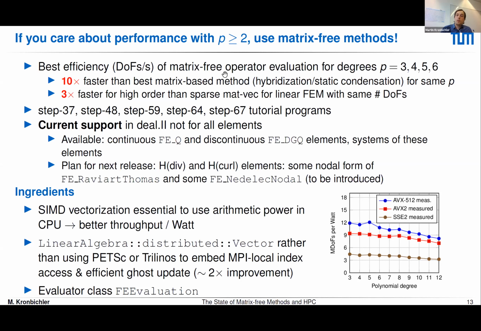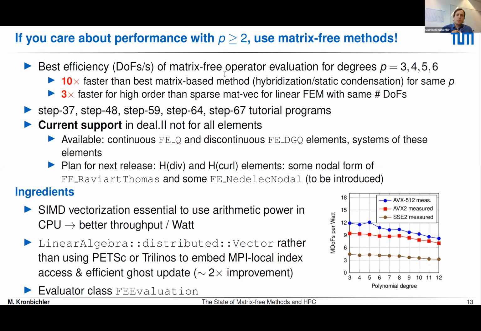If you compare the same order at polynomial degrees 3, 4, it's a factor of 10. But even compared to linear finite elements and the same number of unknowns, it's faster. And that's one of the most fascinating parts of matrix-free algorithms and why I like them. In deal.II, we have 5 tutorial programs now that explain this: Step 37, 48, 59, 64, and 67 for different flavors of it.